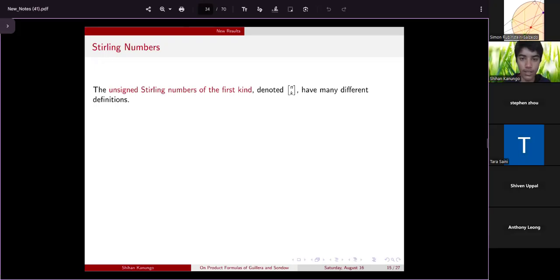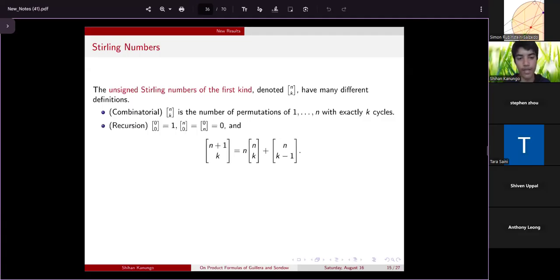So first, we need to talk about the Stirling numbers. We're going to be using the unsigned Stirling numbers of the first kind, and it's denoted with these square brackets. And they have many different definitions. There's a combinatorial definition, which is the number of permutations of 1 through n that have exactly k cycles. This is going to be unimportant for us, actually.